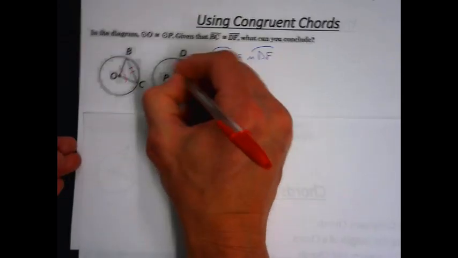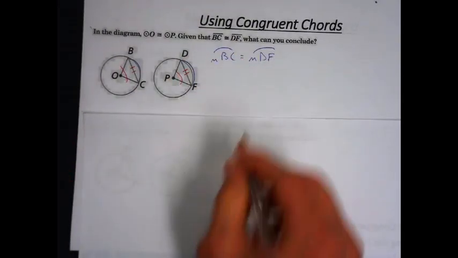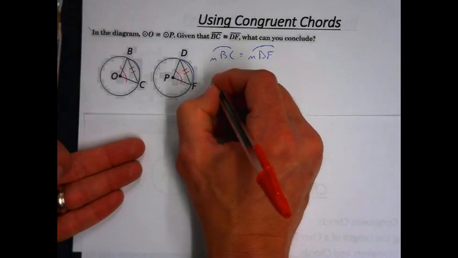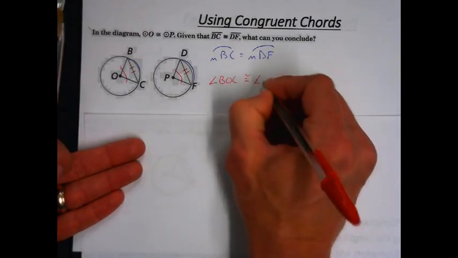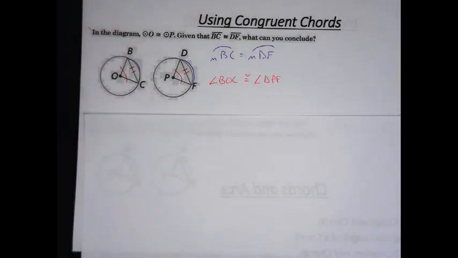So like I say, it's almost intuitive, but not so much. So we can say that angle BOC is congruent to angle DPF. So we can make those two conclusions based off of just that given information of BC being congruent to DF.